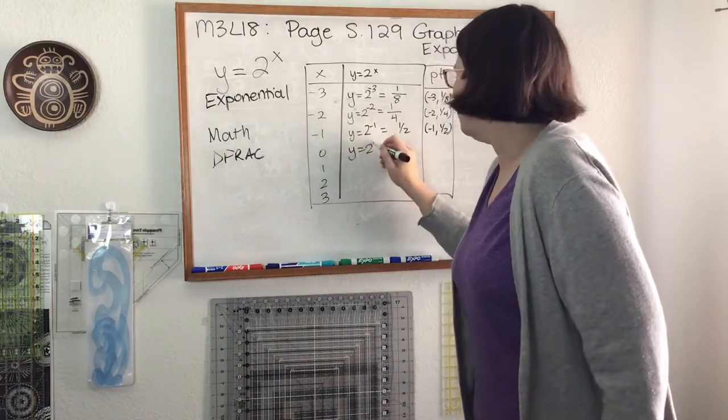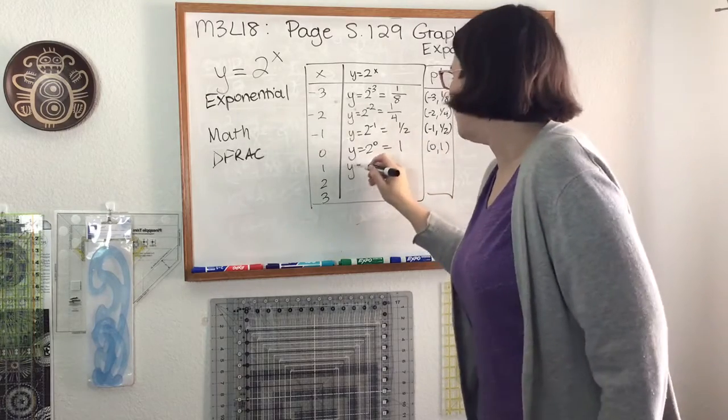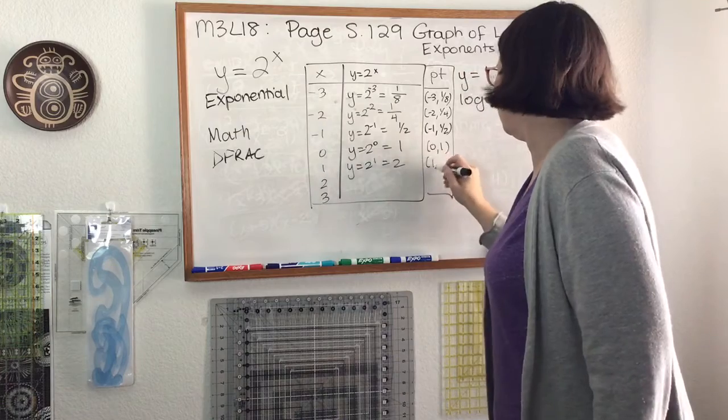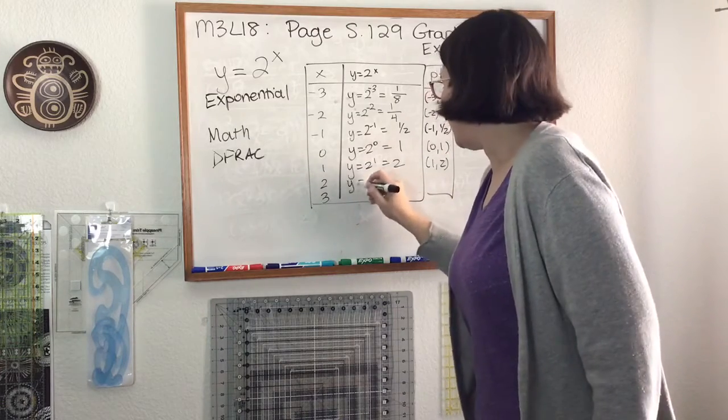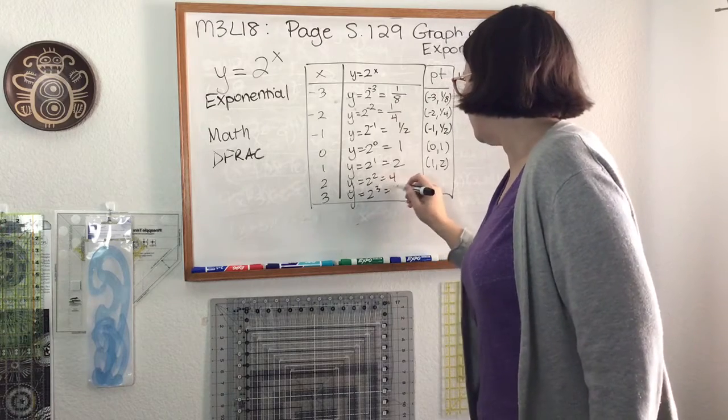Now we have 2 to the 0 power. Anything to the 0 power is 1. Then we have 2 to the first, which is 2. Then we have 2 to the second, which is 4. And then we have 2 to the third, which is 8.